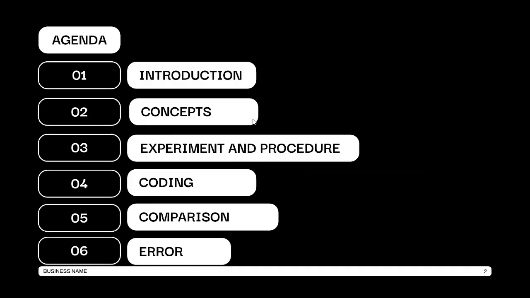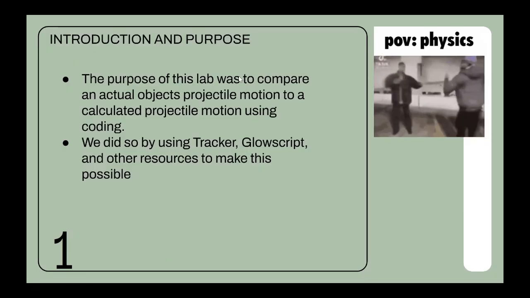This is my Physics 2211 Lab 2 on projectile motion. So just a brief overview, we're going to go into introduction and purpose, the concepts that go behind this, the experiment itself, some of the coding, and the comparison and errors and what ifs. So just a brief introduction and purpose.